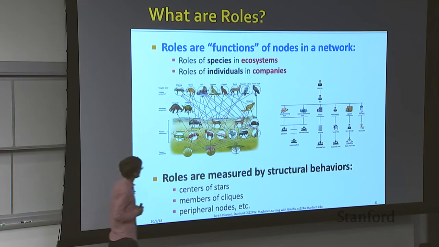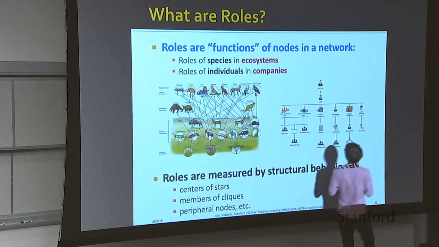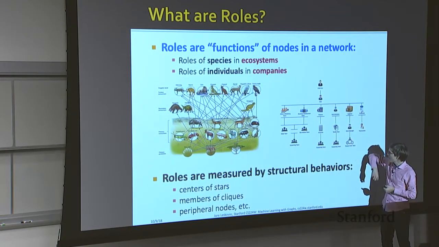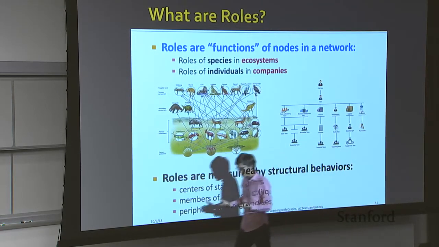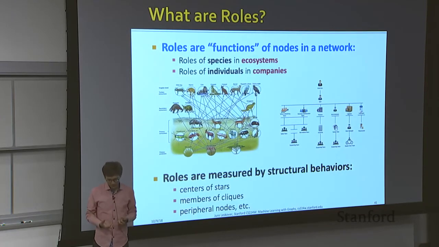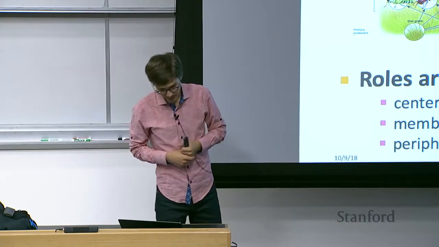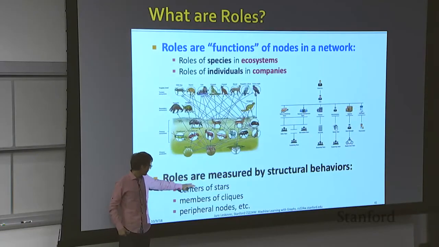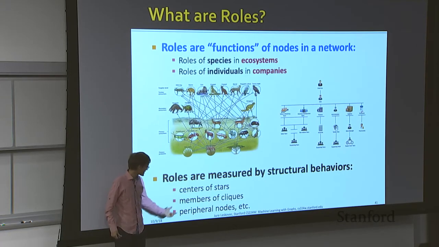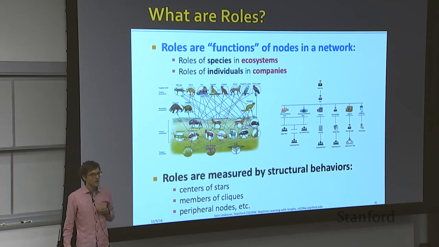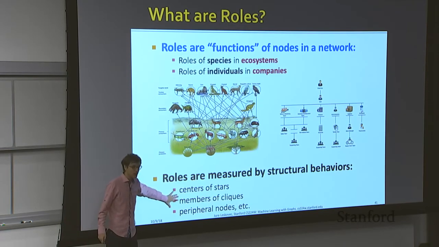Or if you think of different companies, again, people have different roles. There are sales managers, and there are supporting teams, and there's finance. And the question is, could I identify the roles of nodes based on their network structure? So the way we want to think of these roles is that they are measured based on the network structure around the node. Are you a center of a star? Are you a member of a fully connected graph, so a clique? Are you a peripheral node somewhere on the edge of the network, and so on? So this is what we mean by roles.